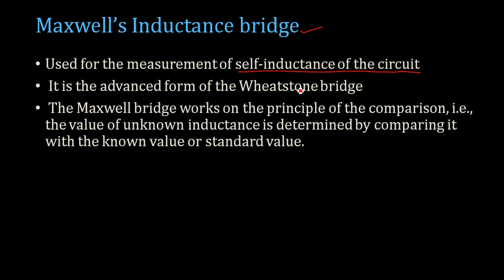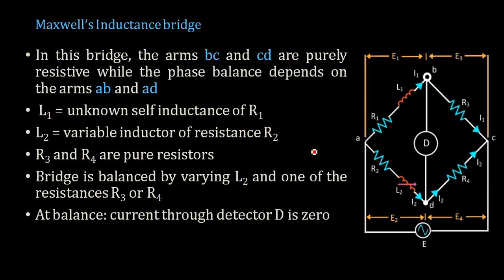Again, it is an extension of the bridge that we have already learned, which is a Schering bridge. It works on the principle of comparison as well as balance. So just like the Schering bridge, the unknown inductance is determined by comparing with the known value, and under the balance of the bridge we are able to find out the unknown value of the inductance.